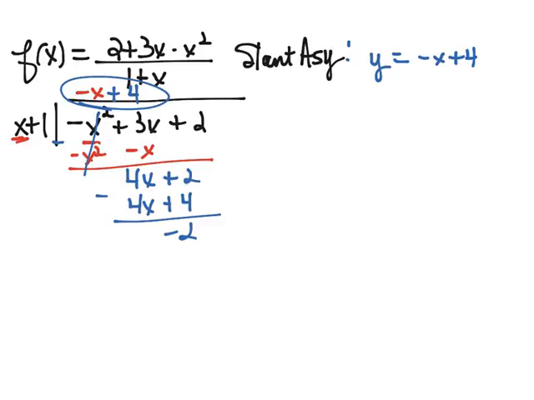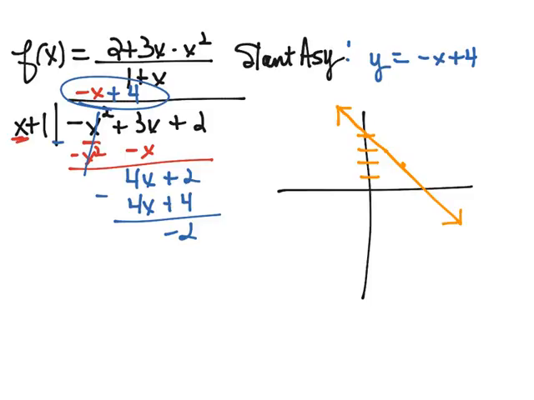So when we look at the graph of this function, it has the slant asymptote of negative x plus 4. And so that would have a y-intercept of 4 and a slope of negative 1. And so this is what our slant asymptote would look like. Now to sketch the graph, we can go back and find our vertical asymptote. We're going to have a vertical asymptote if we set 1 plus x equal to 0, which gives us x is equal to negative 1. So our vertical asymptote is at negative 1.